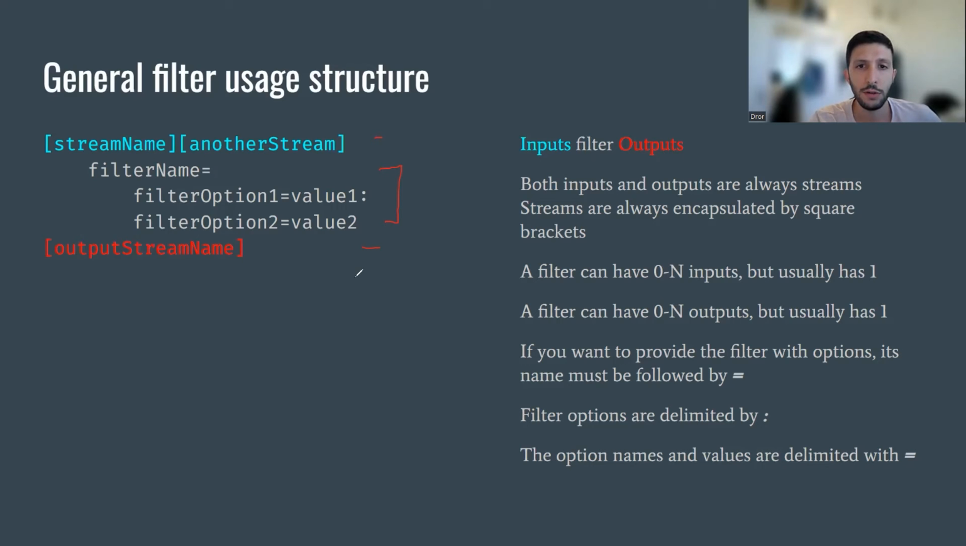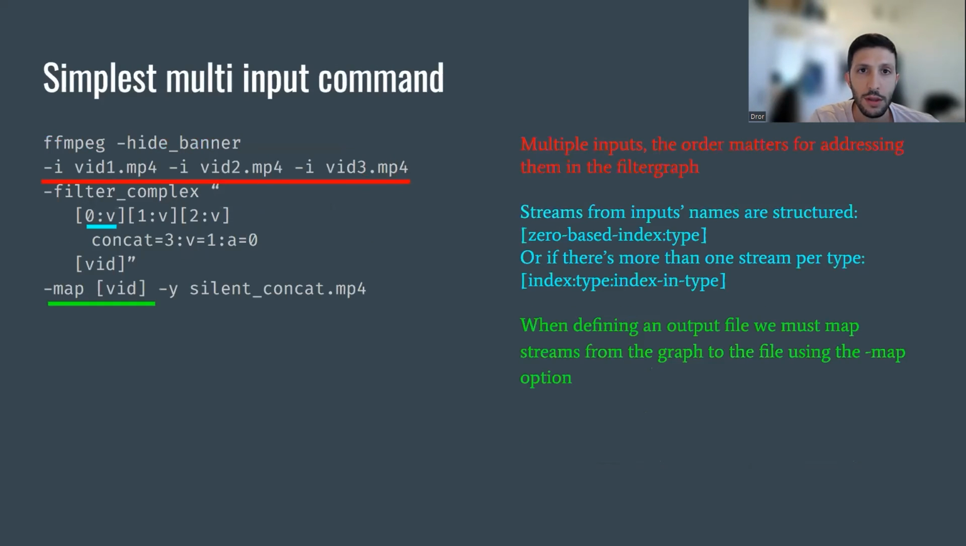And when you provide your filter with options, you have to add the equal sign. Those options should be pairs of option name and value delimited by an equal sign, and those pairs should be delimited by a colon. So in this example, what we're doing is concatenating 3 video streams into one video stream and then outputting that stream into a new video file.